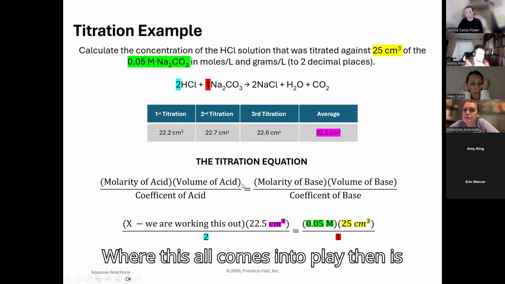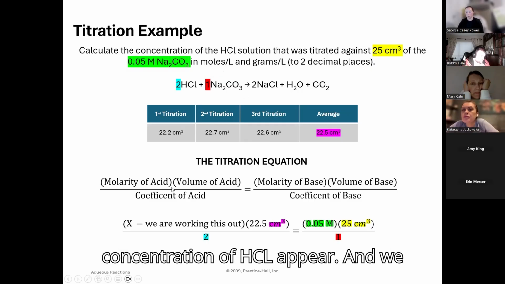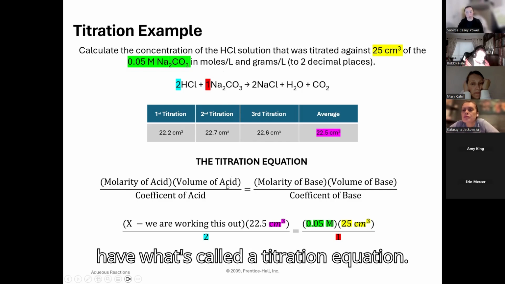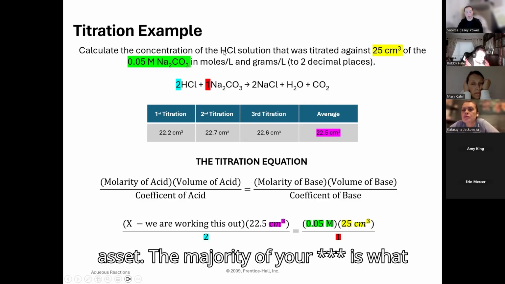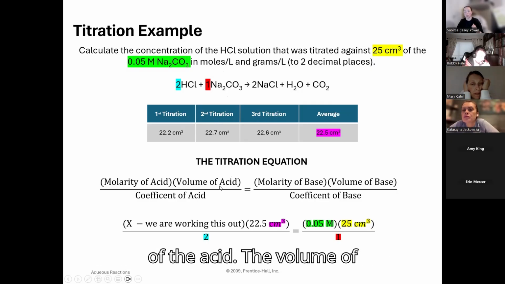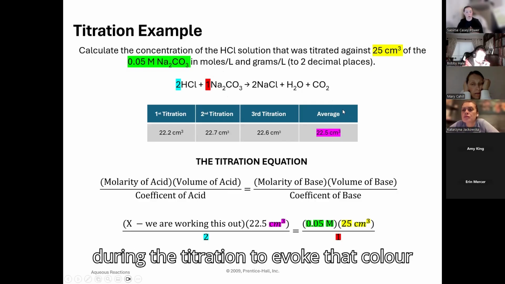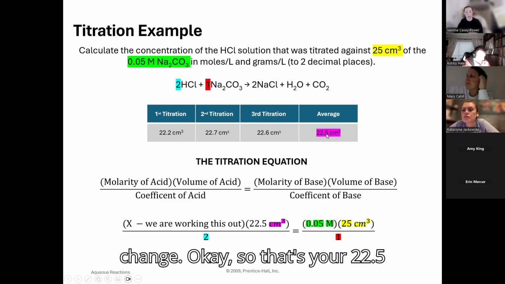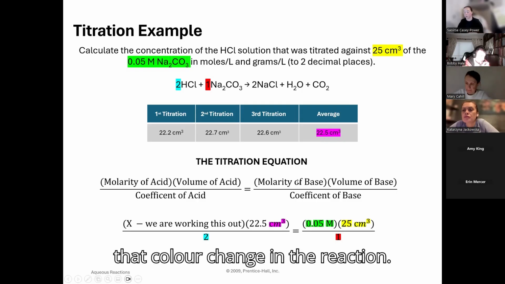Where this all comes into play then is that we're obviously looking for the concentration of HCl up here. And we have what's called a titration equation. Okay, so you have your molarity of your acid. The molarity of your acid is what we're looking for. That's the concentration of the acid. The volume of the acid is whatever was used during the titration to evoke that color change. Okay, so that's your 22.5 centimeters cubed there. That's the average volume that it took to cause that color change in the reaction.